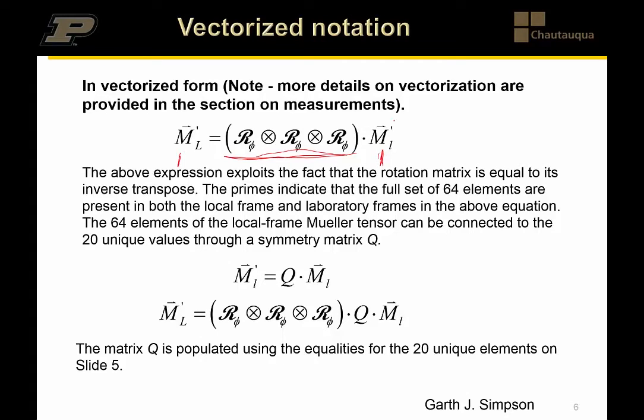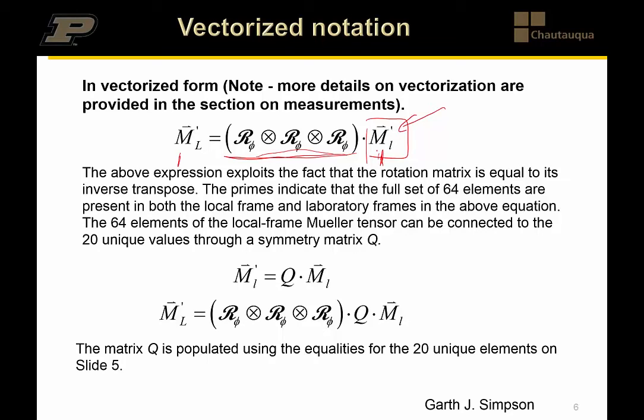Now, I mentioned that there's simplification possible in the local frame Mueller tensor, and eventually what we're going to want to do is invert all of these equations and solve for the local frame Mueller tensor. In that case, there's a lot of zeros in here, because there are 20 non-zero unique elements, but 64 possible total elements. In fact, in order for the dimensions to work out in this product, this has to be a 64 element vector containing all elements, whether they're zero or not, in the local frame tensor, so we can rotate it over and get the laboratory frame tensor elements.